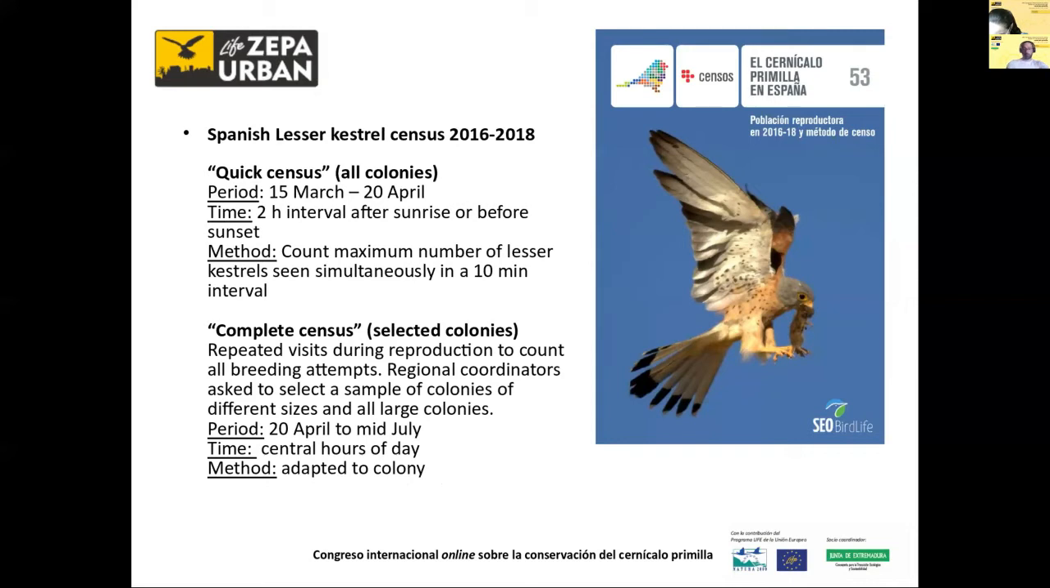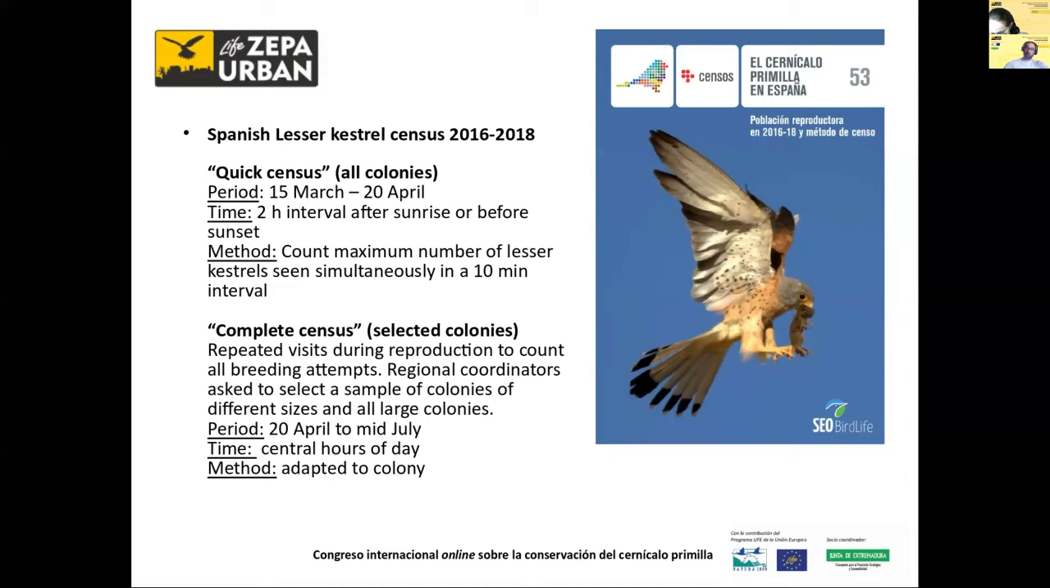As I tell you, we tried to perform a quick census at all colonies. This quick census was performed in the period from 15th March to 20 April. It had to be done in a 2-hour interval after sunrise or before sunset. And the method was to count the maximum number of lesser kestrels that were seen simultaneously in a 10-minute interval.